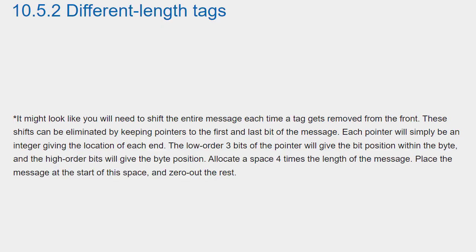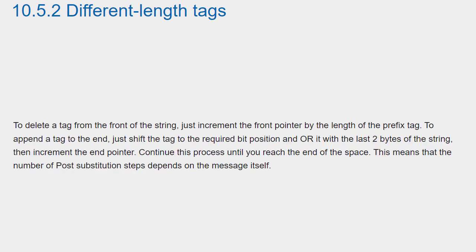It might look like you will need to shift the entire message each time a tag gets removed from the front. These shifts could be eliminated by keeping pointers to the first and last bit of the message. Each pointer will simply be an integer giving the location of each end. The low-order 3 bits of the pointer will give the bit position within the byte, and the high-order bits will give the byte position. Allocate a space 4 times the length of the message. Place the message at the start of this space and zero out the rest.